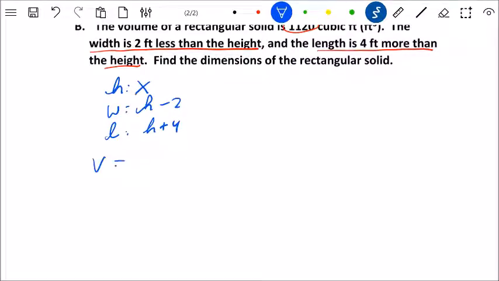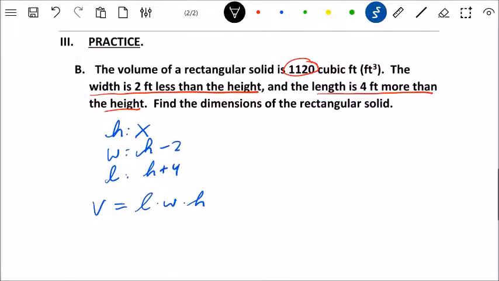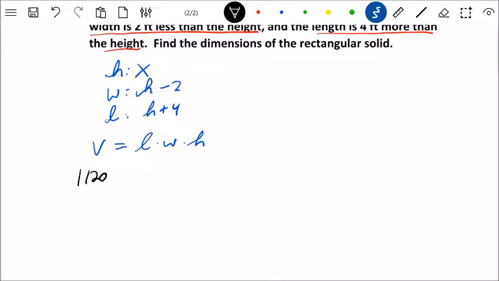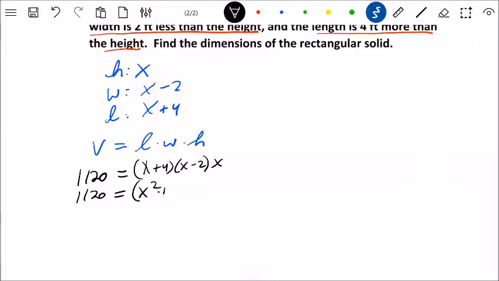So we do know that the volume is length times width times height. So it tells us 1120 is the volume, and that's equal to, and oh, I put h when I should be putting x's here. So let's make these x's now. It's much easier, in my opinion, to work with x's. So that's x plus 4, x minus 2, and x. 1120 is equal to, let's multiply these out, x squared plus 4 minus 2 is plus 2x minus 8x.